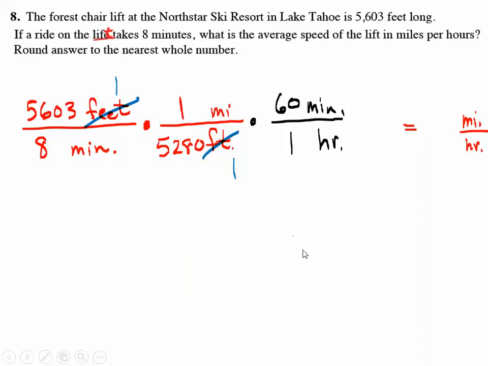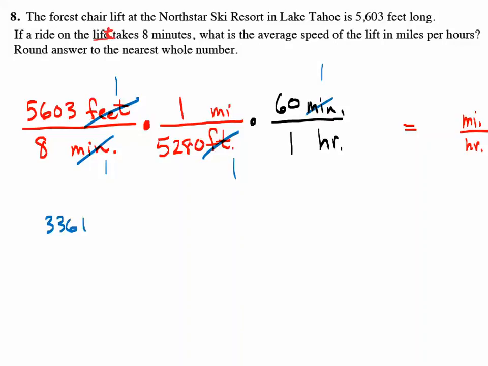60 minutes for every hour that we have. And voila, awesome. Minutes are gone, love it. So now I have just perfect, in terms of miles over hour. So now what we do is we multiply all the tops together.